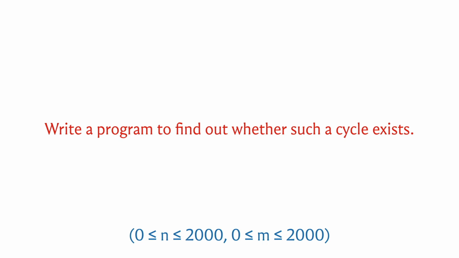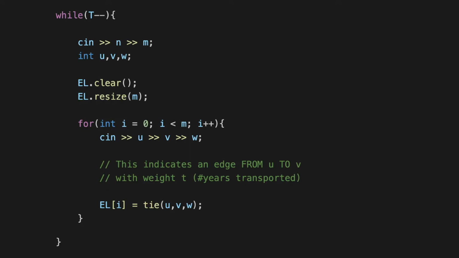This means that the product of the number of vertices and edges in our graph is of the order of 4 times 10 to the 6, which means that we should be pretty safe in trying to implement Bellman-Ford for this problem. So let's go ahead and take a look at the code.